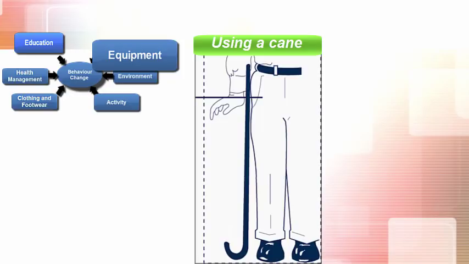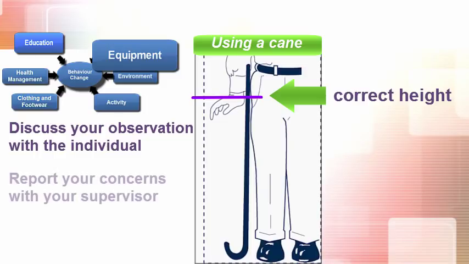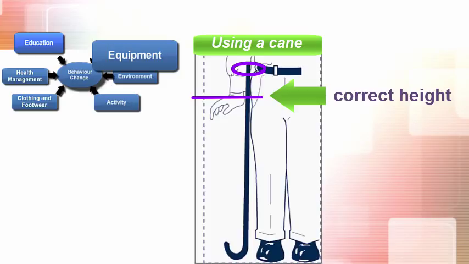A cane needs to be fitted to an individual for the correct height. Even though you are not measuring or fitting someone for a cane, you may notice that a cane is too long or too short. A cane that is too long or too short does not offer stable support. The correct height for a cane is determined by turning the cane upside down, and the tip should be at the level of the wrist. If you suspect the cane is too long or too short, you can discuss your observation with the individual and report your concerns with your supervisor. Refer to diagram as visual. Check the cane tip regularly and ask the individual to replace it as required.